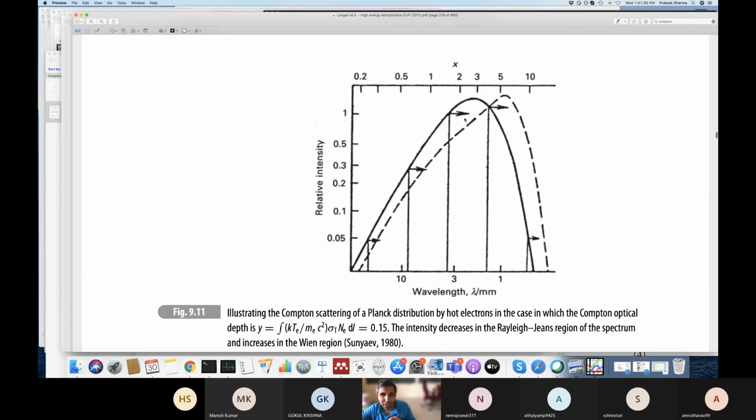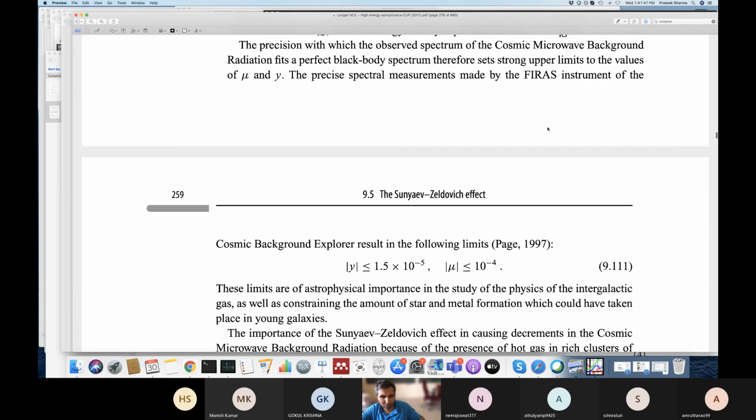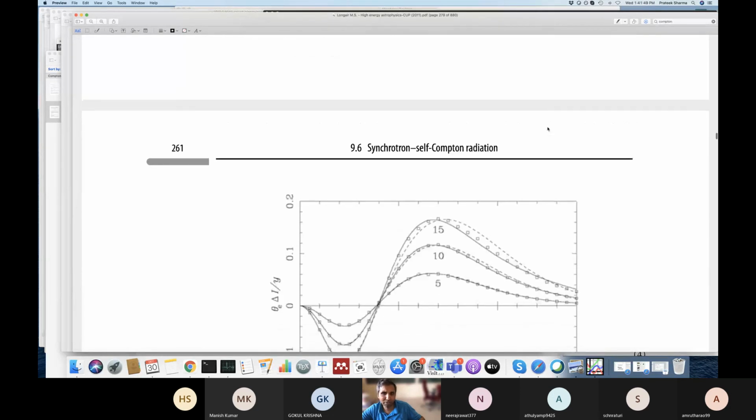But remember, this is highly exaggerated. I told you that the spectrum does not get modified much if your y is much less than 1, which is the case here. But here it has been highly exaggerated. This book goes through a lot of this in great detail.